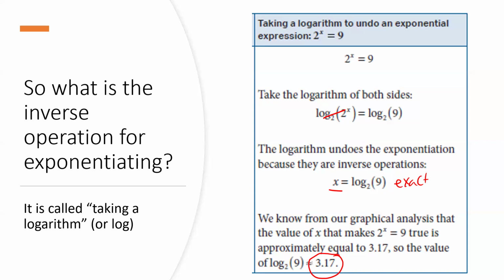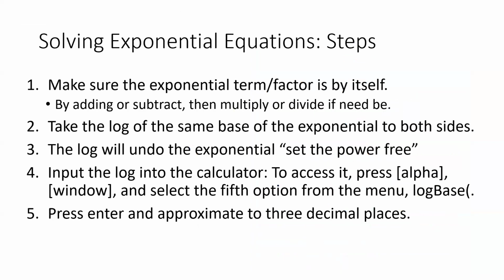So at this point, we need to get out our handy dandy calculators. You can use decimals. I'm going to go over the steps for TI-84s. So step 1 is you want to make sure the exponential term or factor is by itself, and you do so by adding or subtracting, then multiplying and dividing to get it free. Next, you're going to take the log of the same base of the exponential to both sides. The log will undo the exponential. So we're going to set the power free.